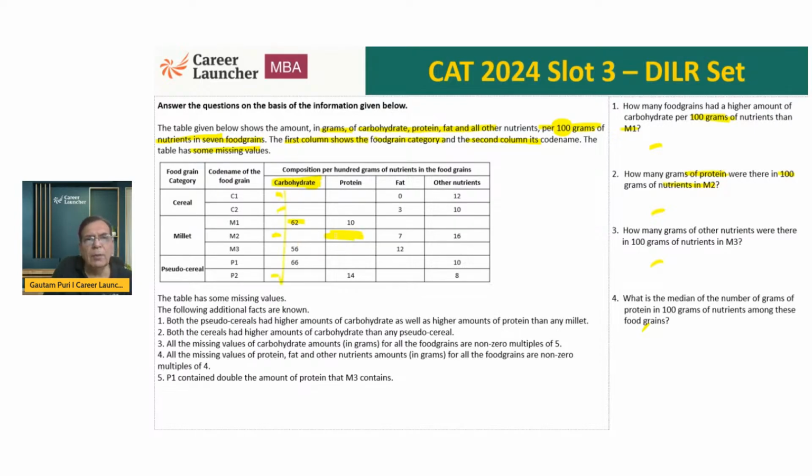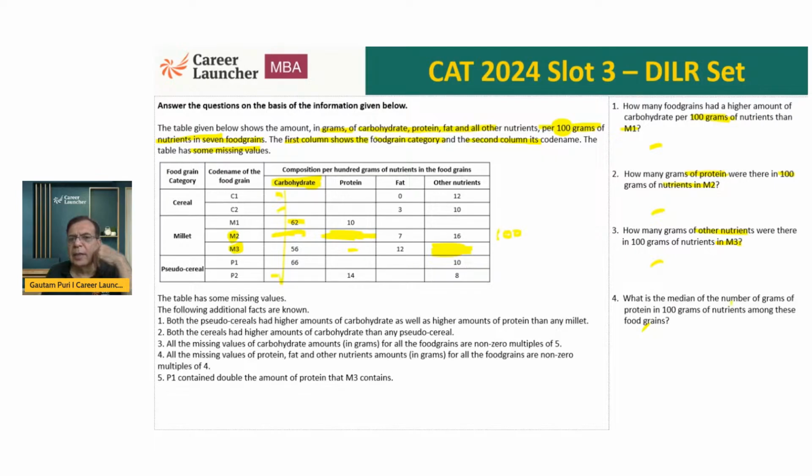Now, is this not common? If I get one of these values, I'll get the other also, because they sum to 100. So if I get the value of protein for M2, I'll get carbohydrate for M2, or vice versa. So this tells me M2 is very important for me, because based on M2 I can get two things. Third question: how many grams of other nutrients were there in 100 grams of M3? We need this value for M3 other nutrients. And again, if we find this, we'll find this also. That means this is something we need to look at. So M2 and M3 are the two important items for us.